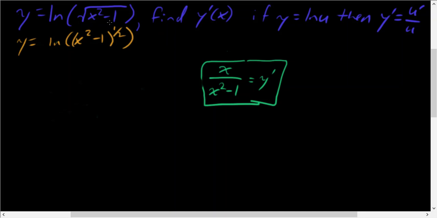Now, if you recall your log rules, if you had something raised to a power, you could move that out front as a constant. So I can rewrite this as 1/2 natural log x squared minus 1. Now, you might also ask yourself about the domain of this function versus this function. This one will give you imaginary results. This one wouldn't.